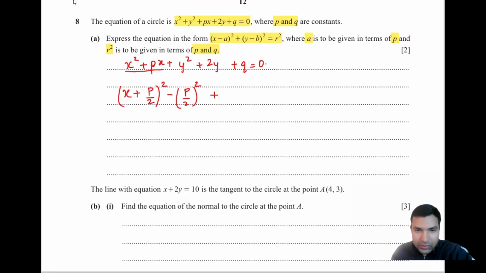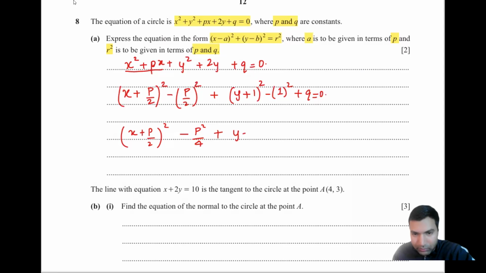Now, y square plus 2y. So this will become y plus 2 by 2 is 1. So y plus 1 whole square minus, always remember minus 1 square plus q is equal to 0. Okay, so this becomes x plus p by 2 whole square minus p square by 4 plus y plus 1 whole square minus 1 plus q equal to 0.